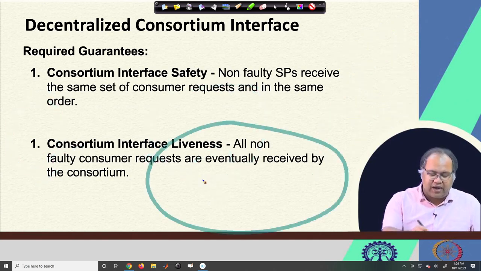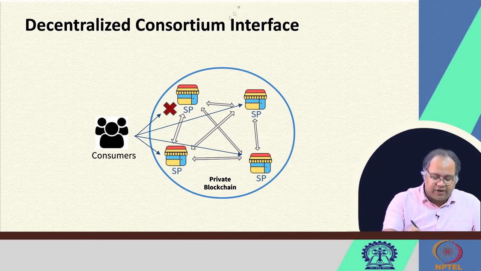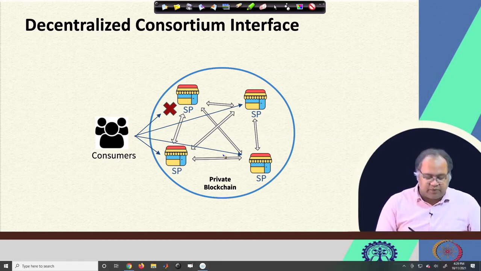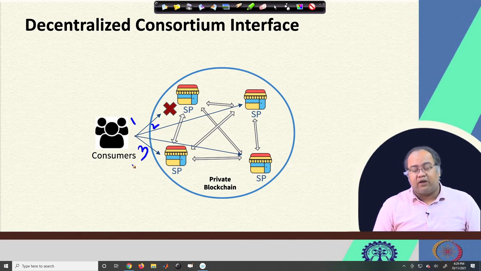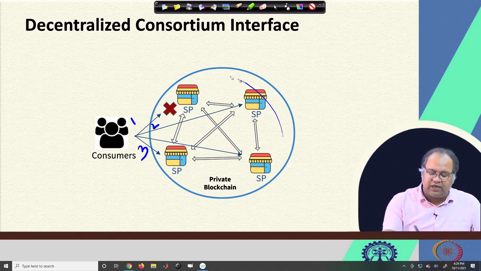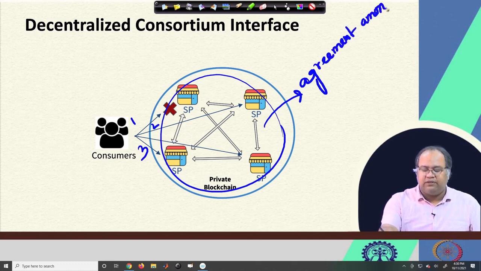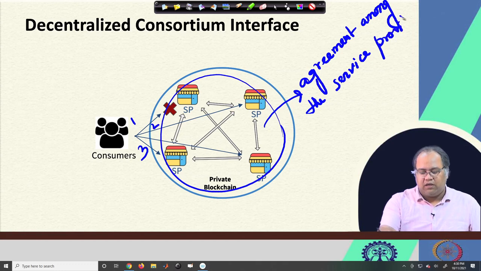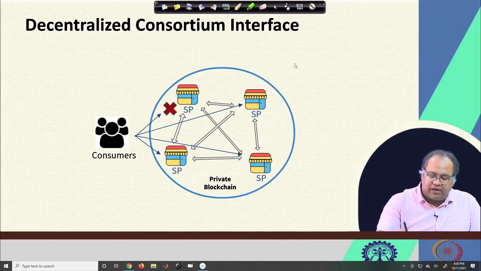So, in the earlier diagram that I had shown, it should ensure that whenever the consumers are sending requests to the service providers, I should have an ordering of these requests from different consumers, and whenever the service providers are going to receive these requests, there needs to be a kind of agreement among the service providers to guarantee the service. So, these are the primary requirements that we have to ensure.